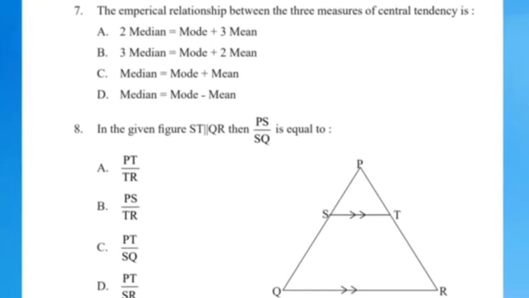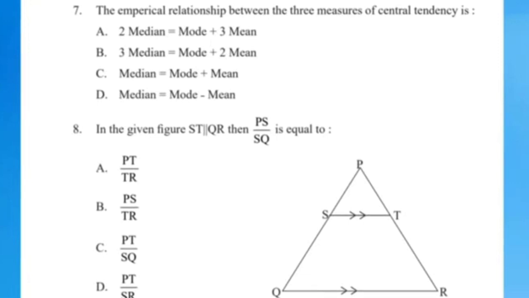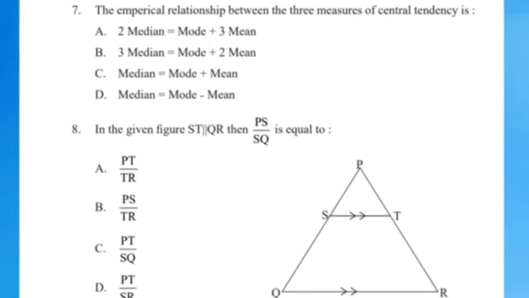The empirical relationship between the three central tendencies is... So this question comes under the statistics chapter, children. It's a relationship between mean, mode and median. So therefore I'll say the answer. The answer will be 3 median equals mode plus 2 mean. Okay. So that means B option is correct. So B option you need to shade.